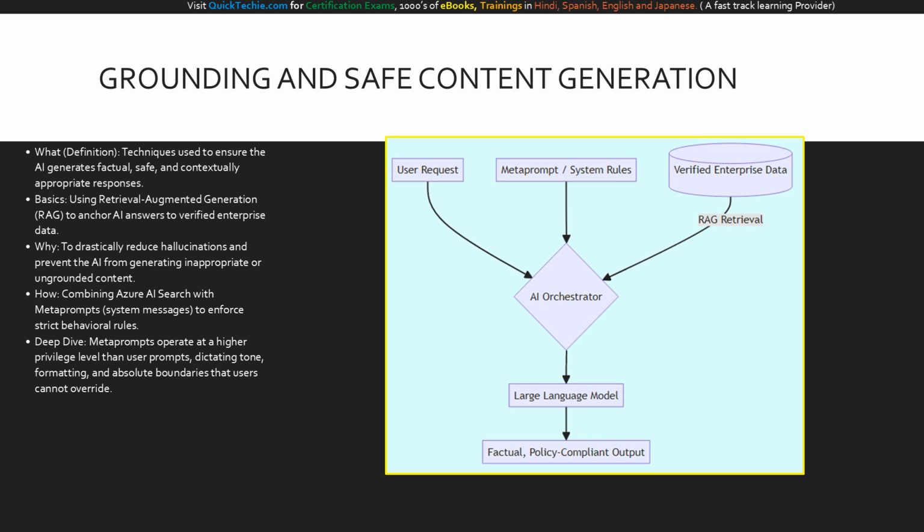You can use a metaprompt to command the AI: You are a financial assistant. You must never offer investment advice. Only summarize the provided documents. Even if a user begs the AI for stock tips, the metaprompt's security boundary cannot be overridden.